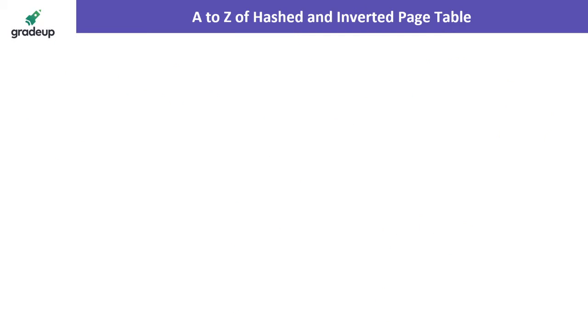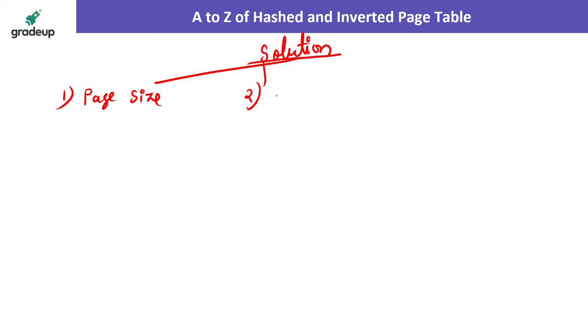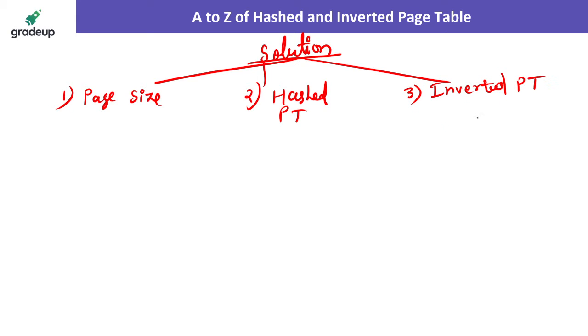We can have many solutions. What I can do is, first, I can increase the page size. Second, I can use the hash page table, and third, I can use the inverted page table. So now we will see one by one.